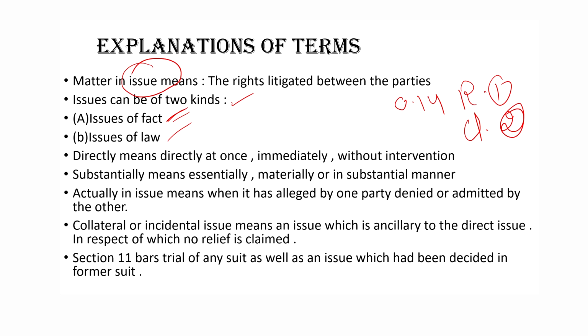If both kinds of issues are coming in the same pleading, then court will decide first of all the issues of law. Court will decide this first. An example of this is jurisdiction-related issues, whether the court has jurisdiction or not, or the matter is specifically barred by any specific statute. So if this kind of issue is there, court would decide this first, and then court would come to your issues of fact. So this is one thing, issues can be of two kinds.